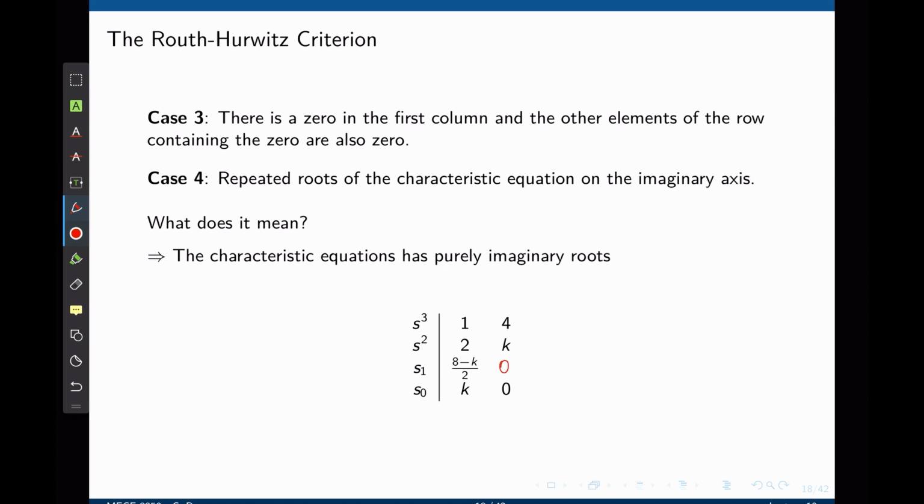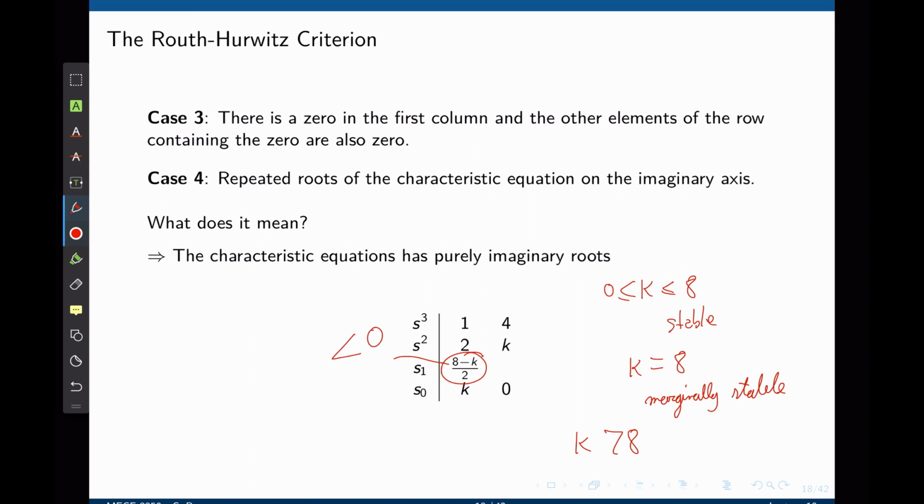See for instance this case here, when k is greater than 0 but is smaller than 8, there are no sign changes, the system is stable. When k is exactly 8, we have a row of zeros, the poles are on the imaginary axis, we have a marginally stable system. When k is greater than 8, this becomes a negative number and you have two sign changes, the system will be unstable.